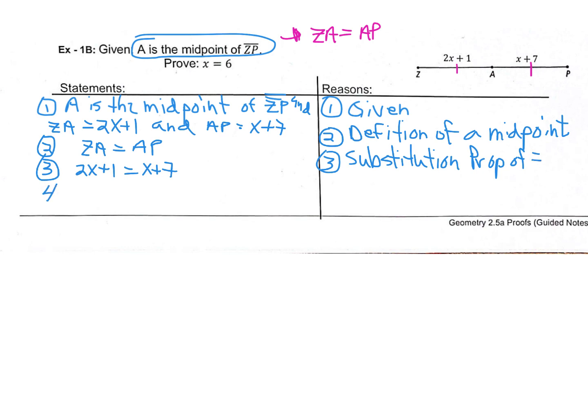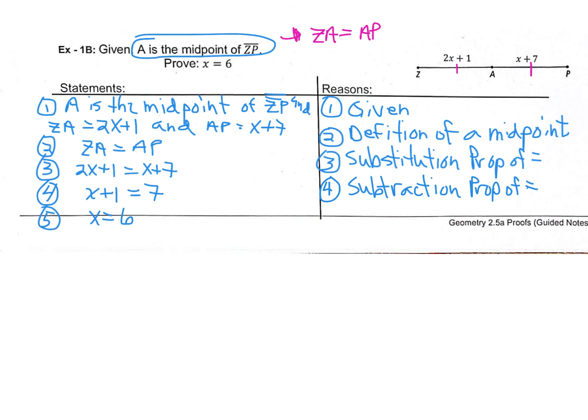Okay. Then we're going to solve this step by step. So the first thing that you should do is focus on your variable terms. So we're going to subtract this x from both sides, and our result would be x plus 1 equals 7. You cannot do more than one step at a time. So that is the subtraction property of equality. And then finally, we subtract 1 from both sides, and we would end up with x equals 6, which is our proof statement, so perfect. And again, that is the subtraction property of equality.